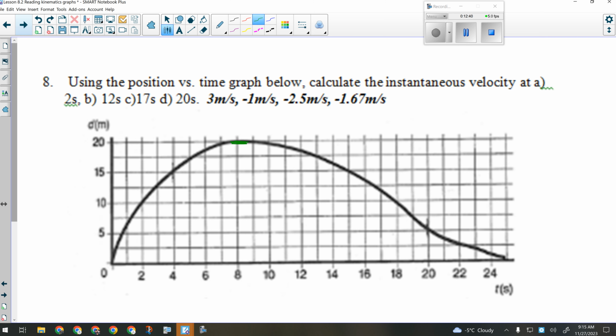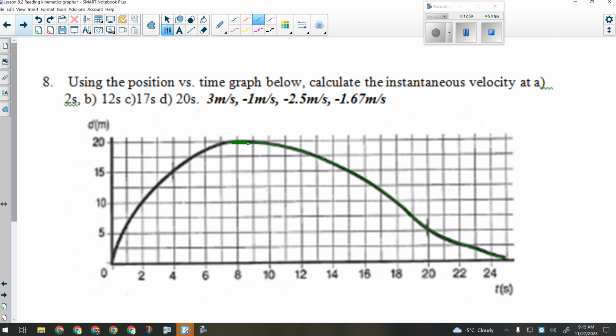All right, then here, it's curving away. The line is getting steeper. It's accelerating, but it's accelerating in a negative direction. And then for this part here, I can see that it is slowing down again. Line's getting flatter.